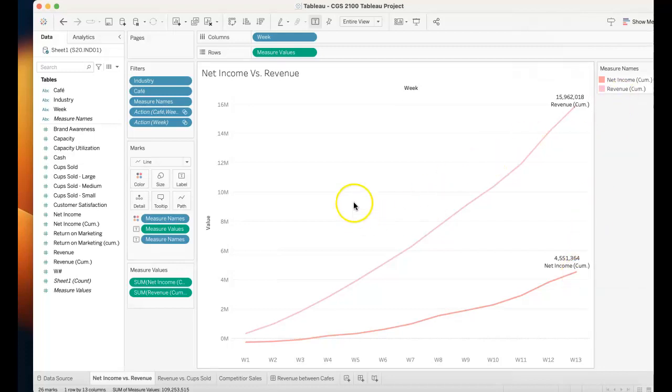And this graph is really important for Cafe Toro itself and for business owners, because it shows what we bring in is not what we get to take home. And this was done by measuring our values, filtering out the whole of different cafes, making sure everything is good here, putting our week and measure values into our respective columns and rows.